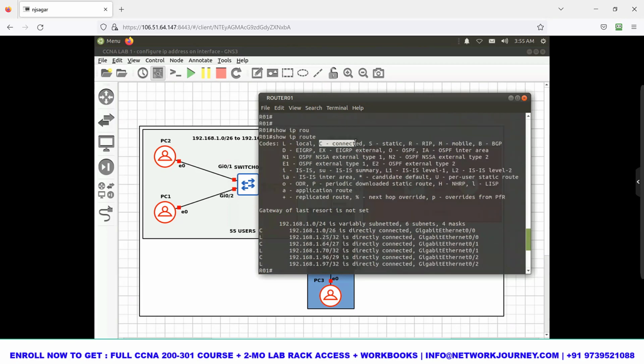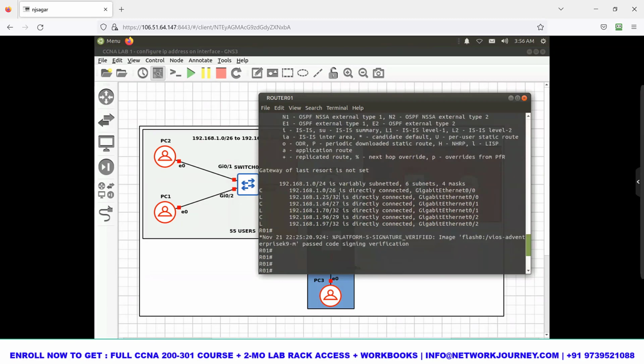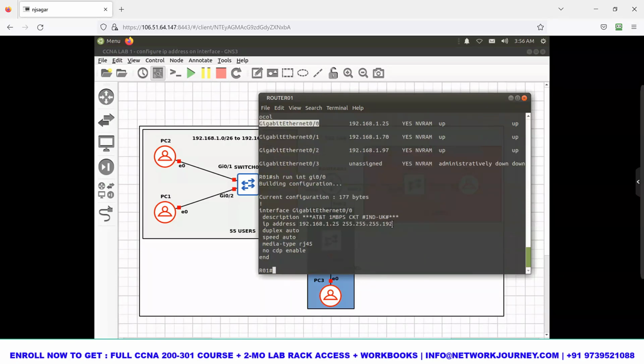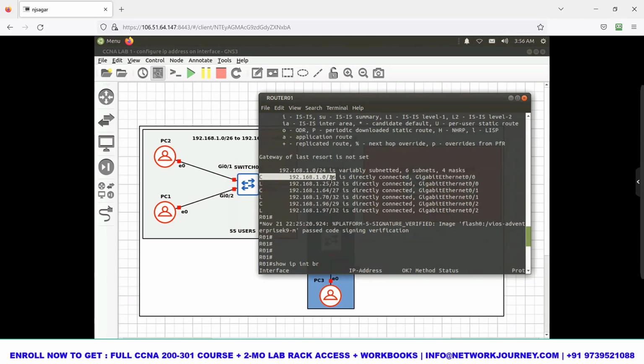If you see the uppercase C, which says connected, these are all directly connected. So whatever network is associated, 192.168.0/26, that's directly connected. For that you just open this interface. You will get to see it with show run interface, paste it, gig 0/0, enter. See, this is the network that you are advertising, 1.25/26. So you see here, this is the network /26.